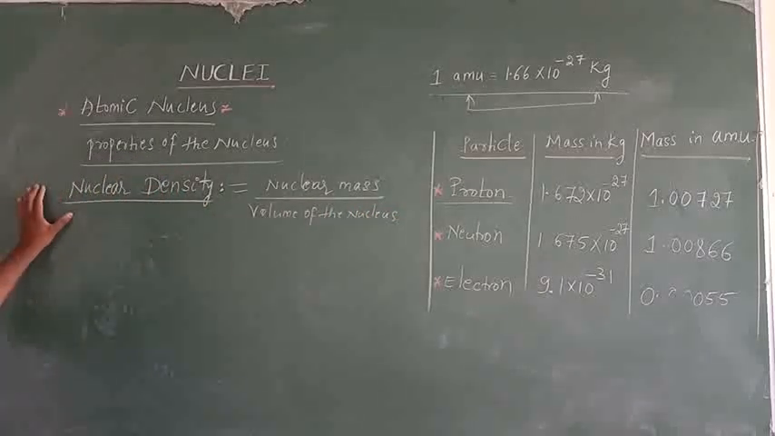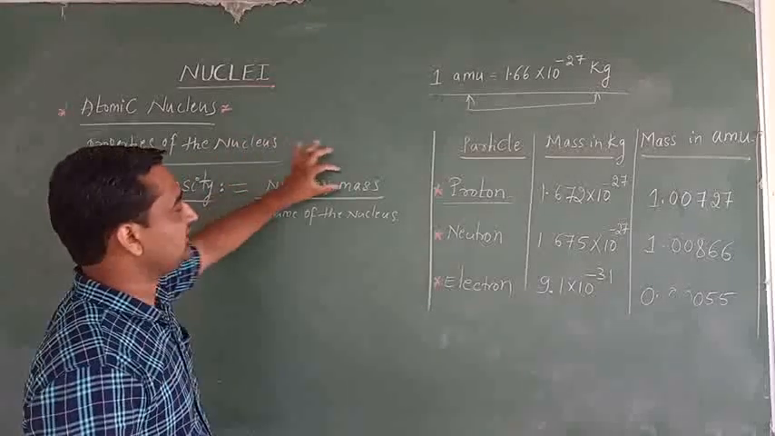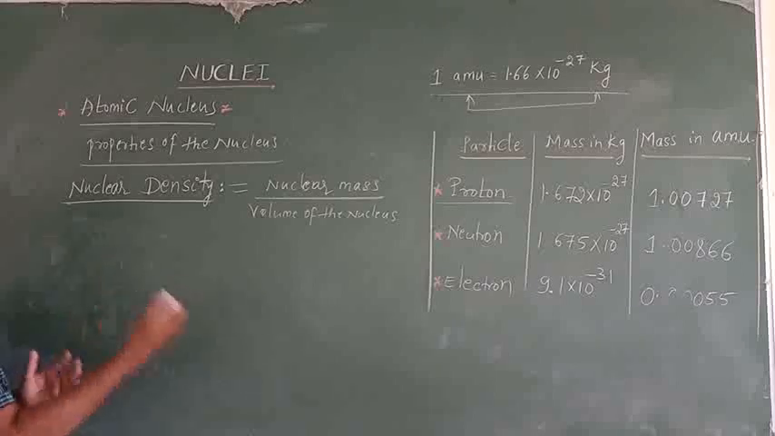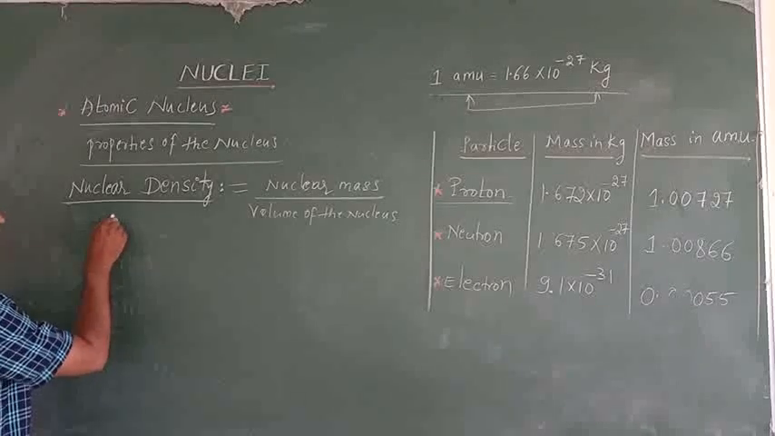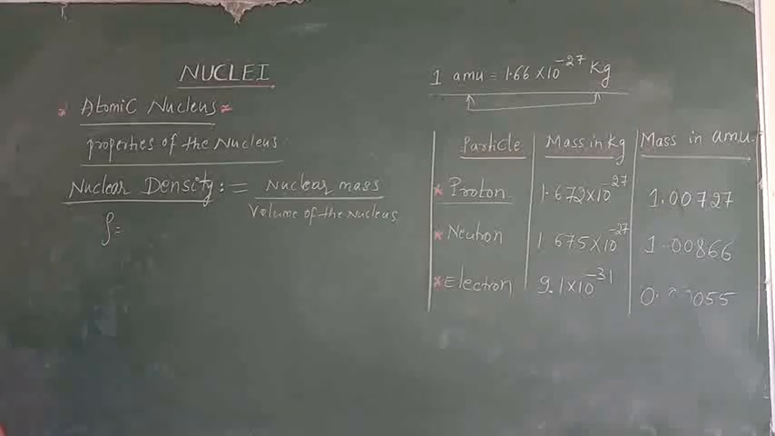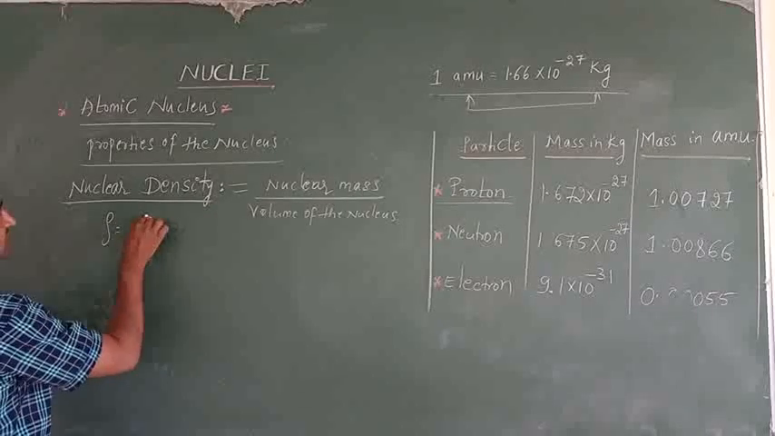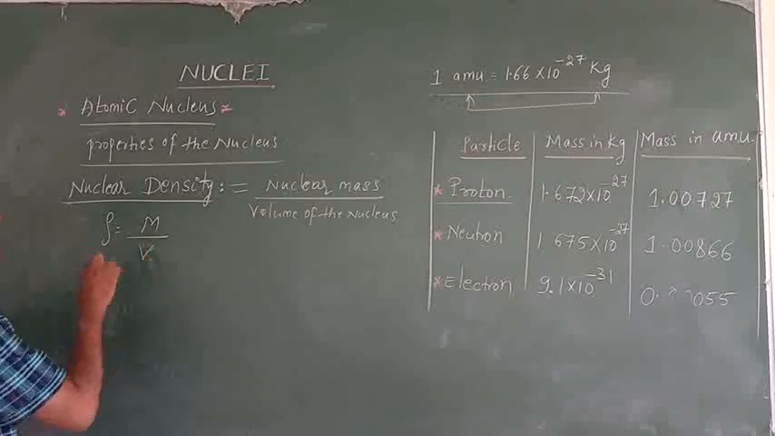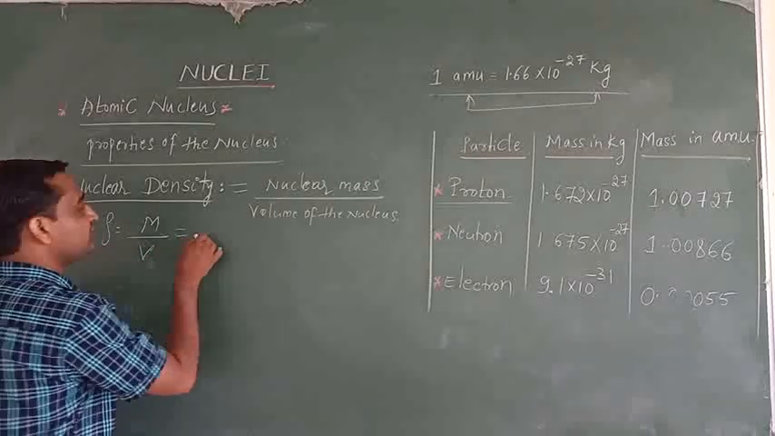So density is equal to mass divided by volume. Therefore, the nuclear density is equal to nuclear mass divided by volume of the nucleus. How are we going to represent the nuclear mass here? Let us represent the density as rho. Therefore, rho is equal to nuclear mass, that is M, divided by the volume of the nucleus, V. But M is equal to what?